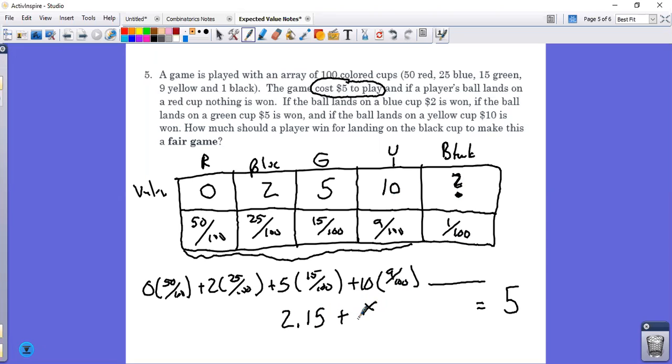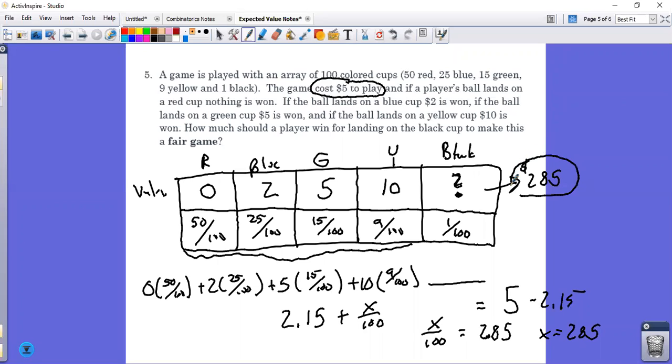So that'd pretty much be x over 100. And you want that to equal 5. Or you want x over 100 to equal, if you subtract the 215 from the 500, you get 285. 2.85 times 100 is 285. So this needs to be $285 to make it a fair game.